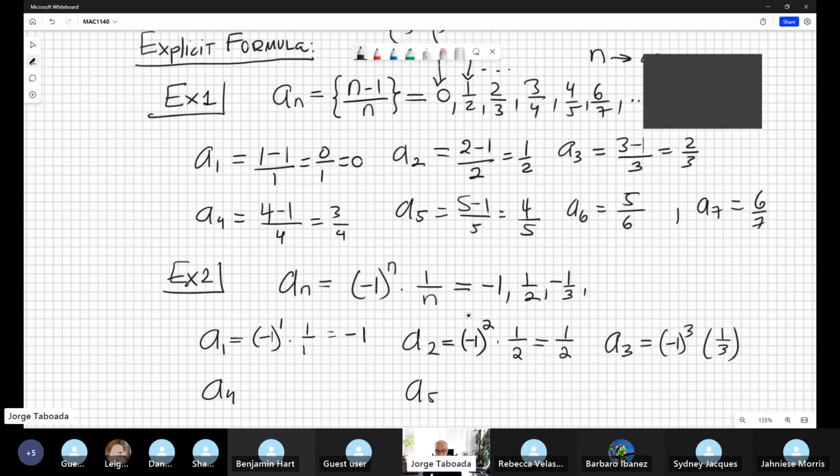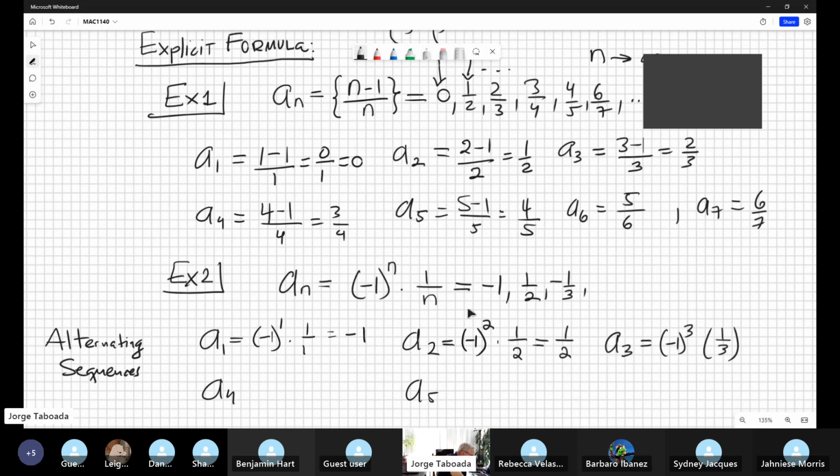Notice, the most important thing that I wanted to portray in this is that this sequence that has this behavior is called an alternating sequence. What does alternating mean? Alternating means that one element is positive, another is negative, another is positive, alternating the sign.